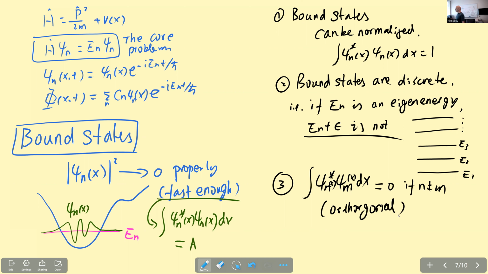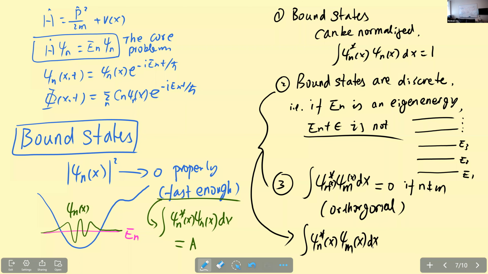Okay. So that means these two wave functions are orthogonal. If we summarize these two together, this can be written in one condition. We say that the integral of ψ_m* ψ_n dx equals a delta function δ_mn. That means if m equals n, this is 1. If they're different, this is 0.